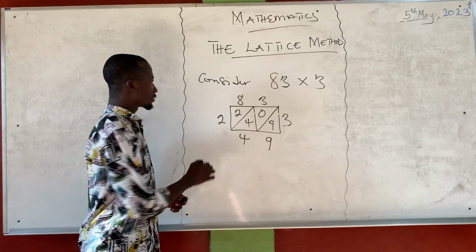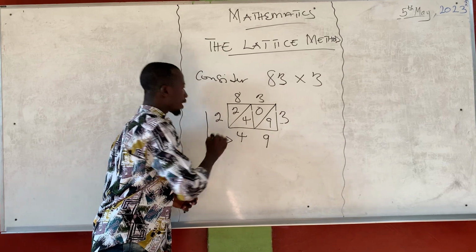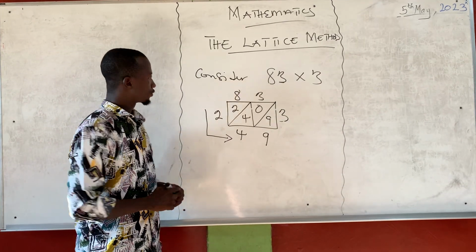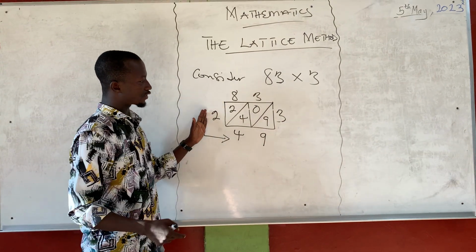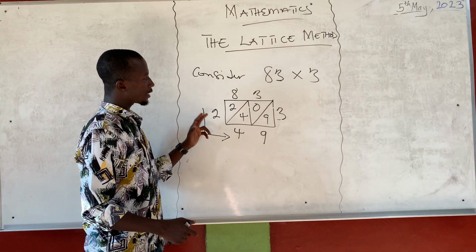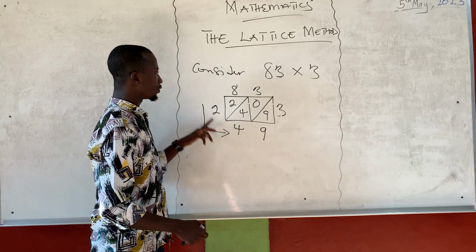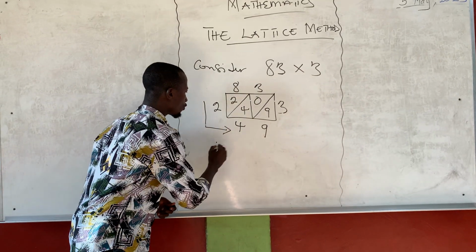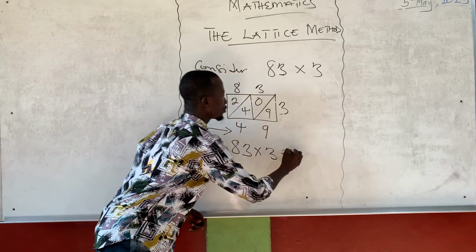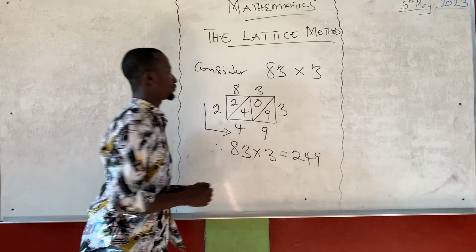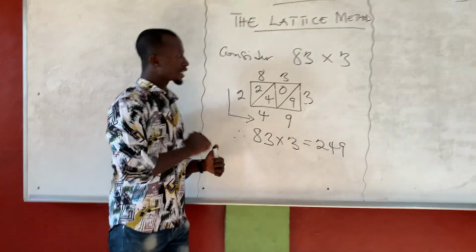When we finish like this, we are going to take our answer in this direction. So we are going to start from the immediate left here, at the top. So the answer for 83 times 3 will be 249. Therefore, we can say that 83 times 3 is 249. Let me take it again.